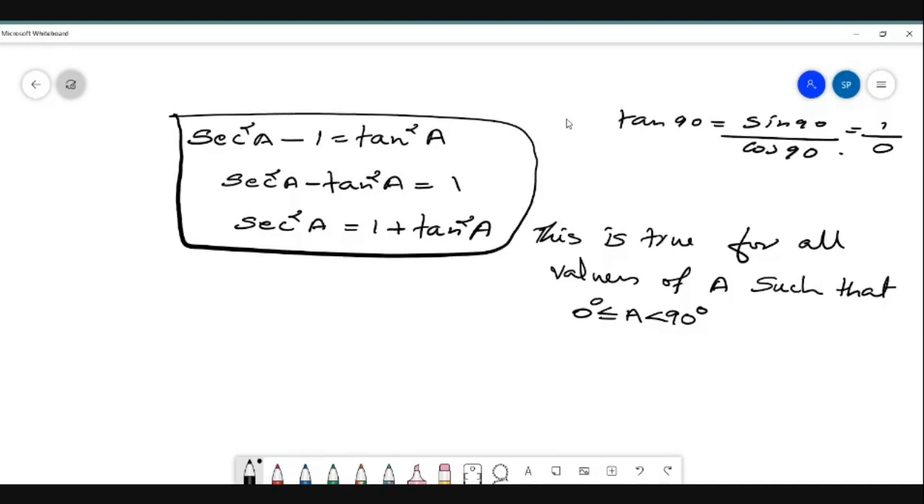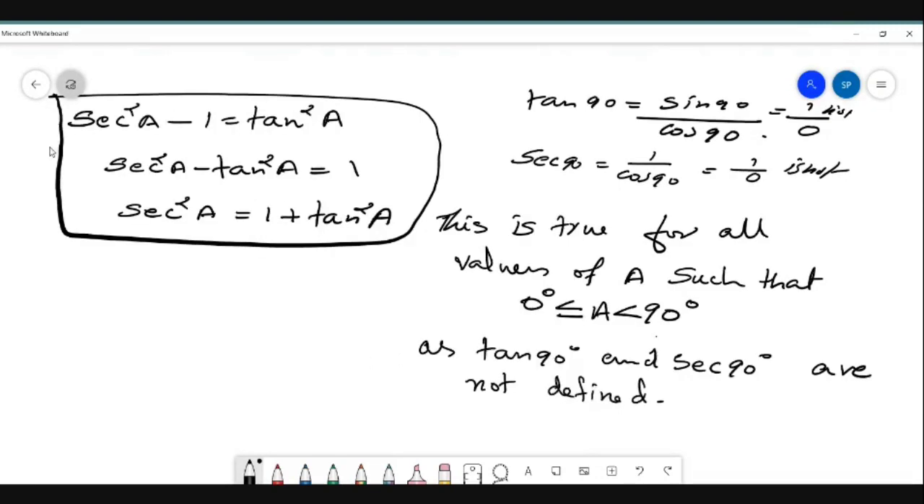And what about sec 90? Yes, sec 90 we know that is 1 by cos 90. Again 1 by 0. It is not defined. Therefore, we can say that this is not true for 90 degree.